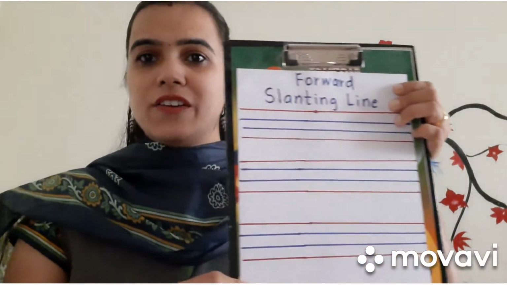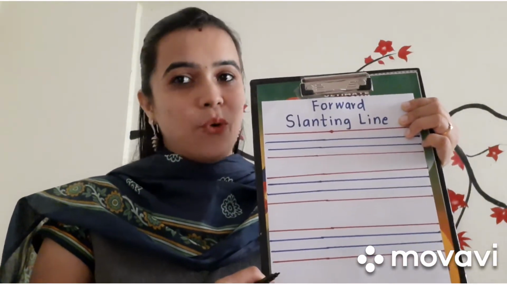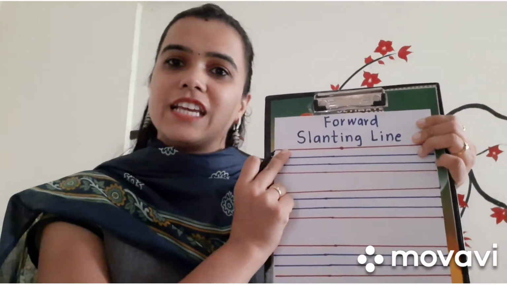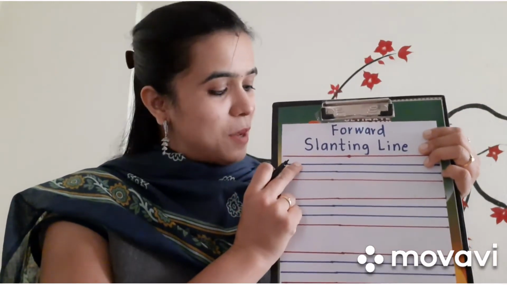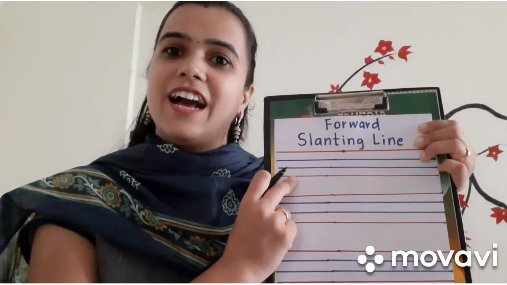Very good. Now we will revise how to write forward slanting line. I know you must have done it in your books, but now as we have to write in notebooks, we will again revise how to write in 4 lines. Okay? Yes. So children, can you see? As in your notebook, there are 4 lines. I have drawn such 4 lines over here. First line is a red line, then a blue line, again a blue line, and the last one again a red line.